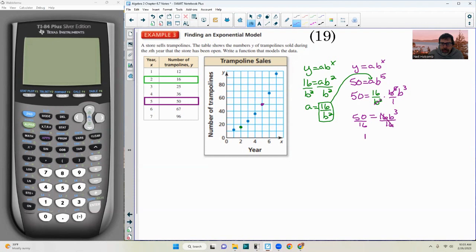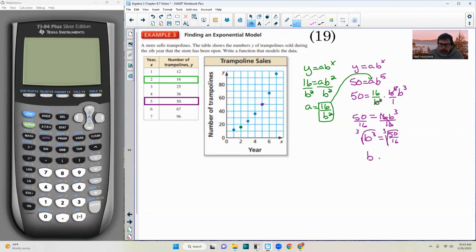Divide both sides by 16. These go away, and I get b to the 3rd power equals 50 divided by 16. Okay, so b cubed is 50 divided by 16. I want to find b, so I'm going to take the cube root of both sides.